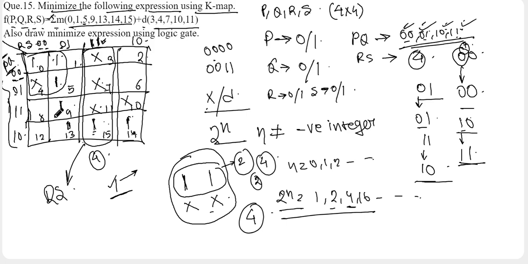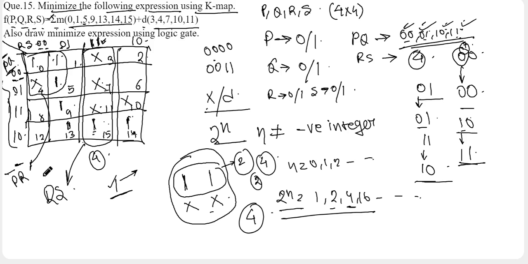So here in this scenario, for this group, we will write it as p bar and r bar. Because the value of q is changing, we can't include the term q in our boolean expression, and here the value of s is also changing, so we can't include s in our boolean expression. So we will only include those terms whose values are fixed. So in this case it will be p bar and r bar. So far we are getting these two values, p bar and r bar, right?